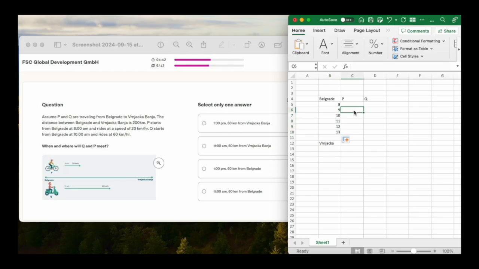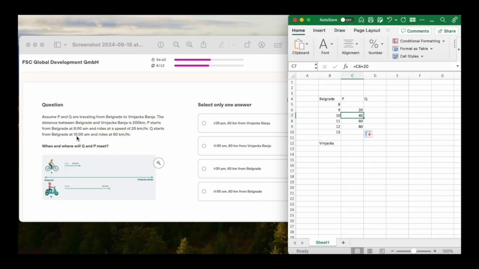So P starts at 8 and rides at a speed of 20 kilometers per hour. So at 9 a.m., P would have done 20 kilometers, so let's type it there. And then every hour, P does another 20. So our formula will just be the preceding number plus 20, and then drag it down.